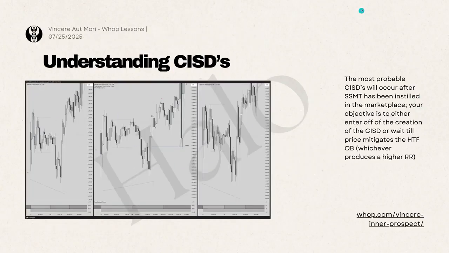Now, understanding CISDs. I'm going to reference this photo a lot in this video, so pay attention. The most probable CISDs will occur after sequential SMT has been instilled in the marketplace. Your objective is to either enter off the creation of the CISD or wait till price mitigates the higher time frame order block, whichever produces a higher risk to reward. So in this case, what do I mean by entering off of the CISD that is instilled?